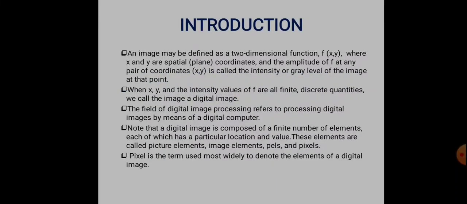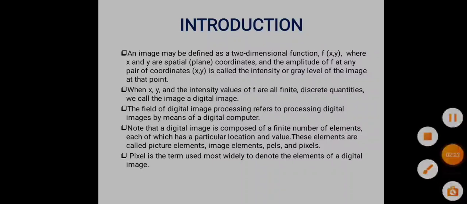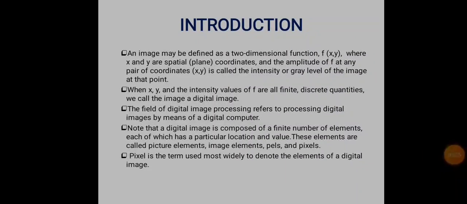An image may be defined as a two-dimensional function f of x comma y, okay? Normally an image is in two-dimensional form, which is nothing but a matrix, okay? Here x and y are spatial coordinates, which give the information about the location of a particular point in an image, and the amplitude of f at any pair of coordinates x and y is called the intensity or gray level of the image at that point.